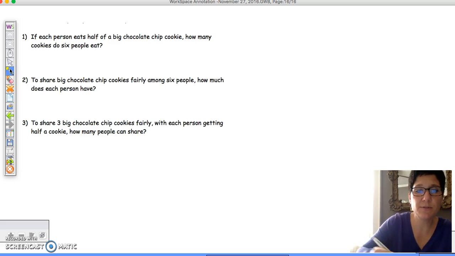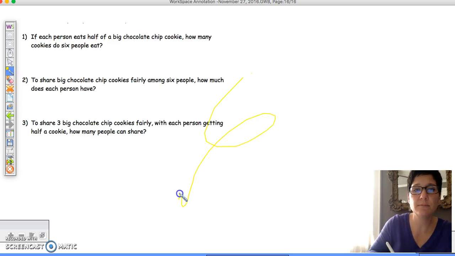I'm going to change my pretty color too. I keep forgetting I have my pretty pen here. Okay, I'm just going to leave that. That's a faux pas, but who cares?